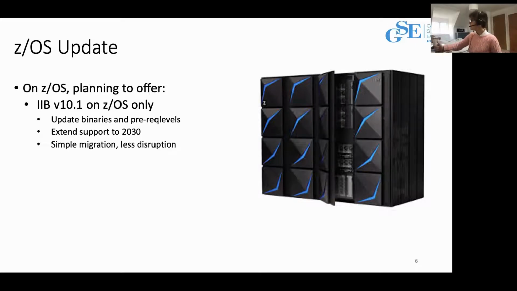This will update your binaries and prereqs for the product, and it also allows us to extend support to 2030. So if people are worrying about their IIB version 10 going out of support, this should extend the support for another 10 years, to give IBM time to think of something else. So why would you want to stay on version 10 and not move to version 11? Well, if you're not ready for a container architecture, then you might want to stay on version 10 to save the disruption of having to change.